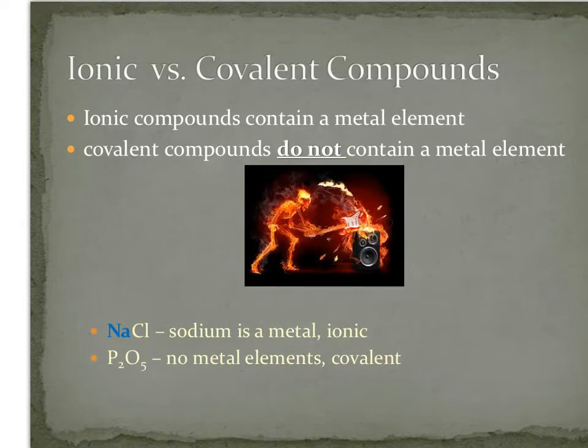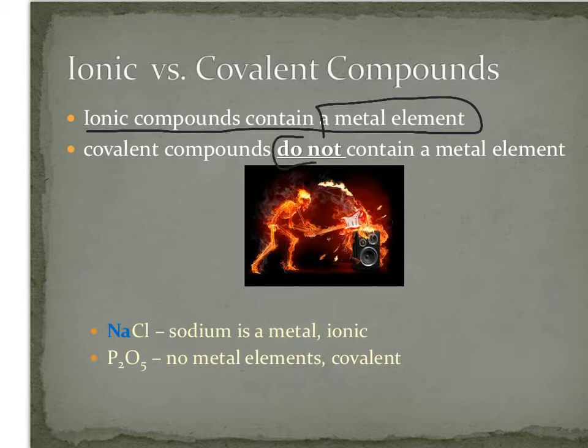Now, what makes ionic and covalent compounds different? Well, there's a few things. The biggest thing is, how do we tell the difference? Ionic compounds contain a metal element. So if it's got a metal element in it, it is ionic. Covalent compounds do not contain a metal element. That's important. For example, NaCl, salt. Na is a metal, that makes it an ionic compound. This one here, P2O5, that's phosphorus and oxygen. Neither one's a metal, therefore that is a covalent compound.